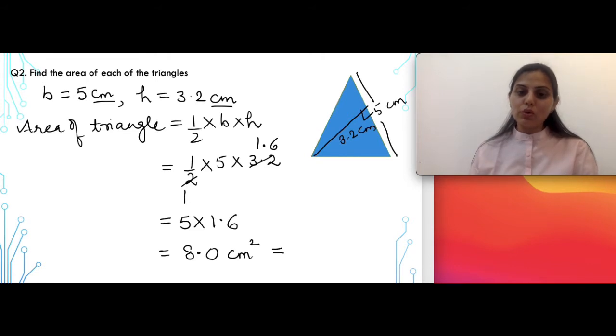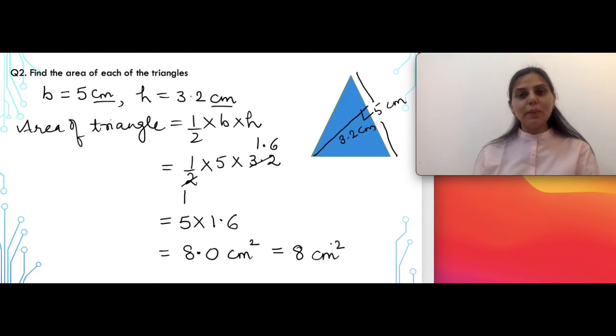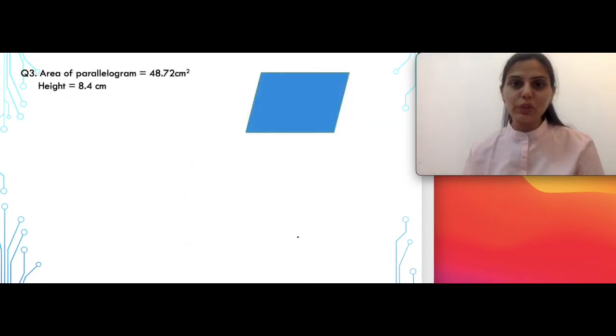So this can also be written, since there is only 0 after the decimal, as 8 centimeters square. Just a step by step presentation of your answer will get you full marks. So please write your answer in a proper manner after writing what is given, after writing the formula and everything. Let's begin with question number 3 now.